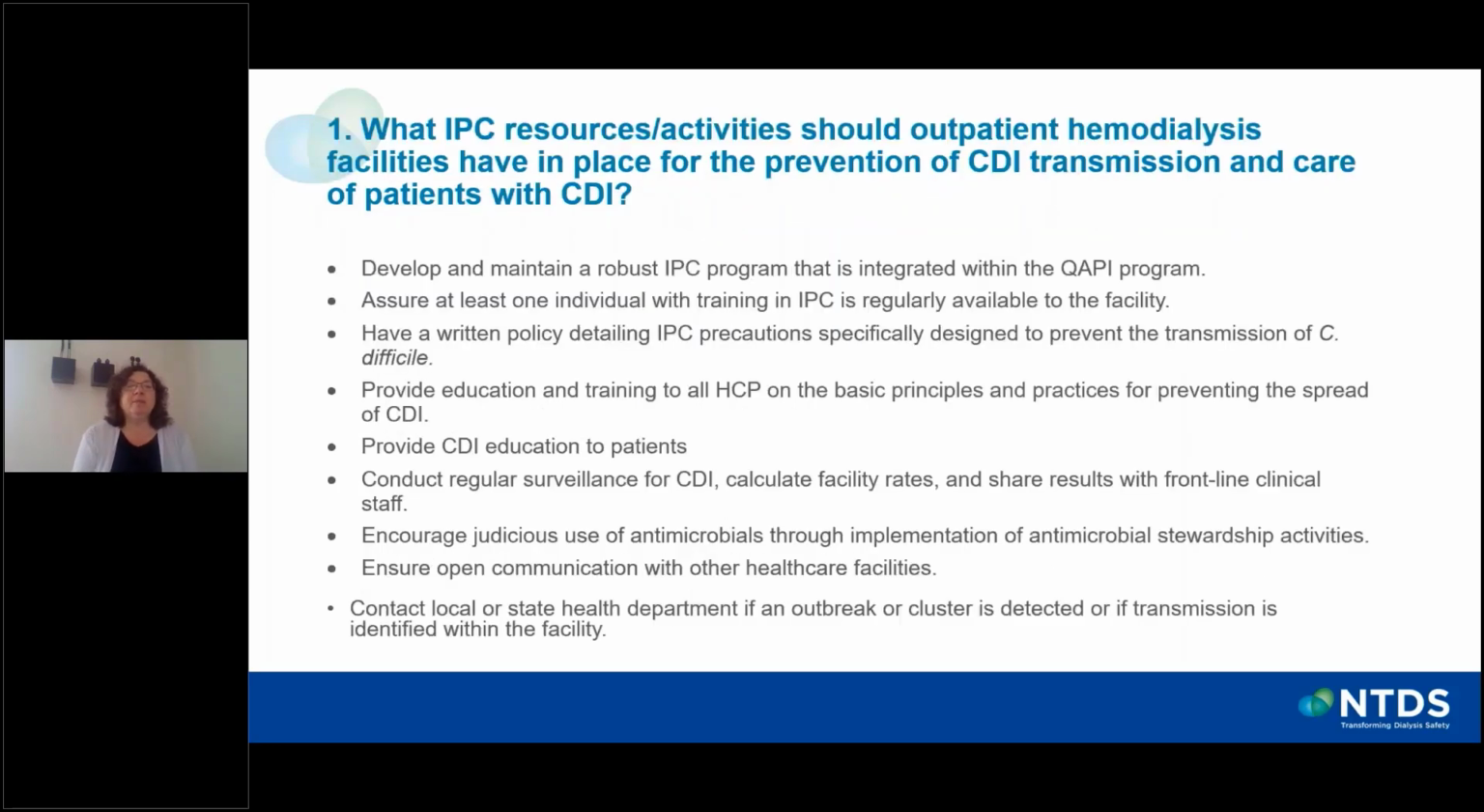Number one, what are the infection prevention and control resources and activities that one should implement in your outpatient unit to prevent the spread of C. diff and care for the patient with C. diff? So what do you do when the patient needs to come back to your unit, but in the hospital they acquired C. diff and you have to accept them back? And so what can you do to prevent transmission of C. diff? So you should develop and maintain a robust IPC program that is integrated in your CAPI program. You should assure that at least one individual with training in IPC is regularly available to the facility.